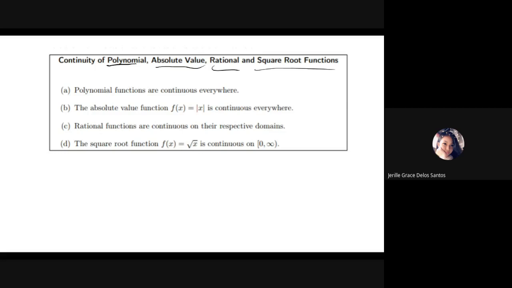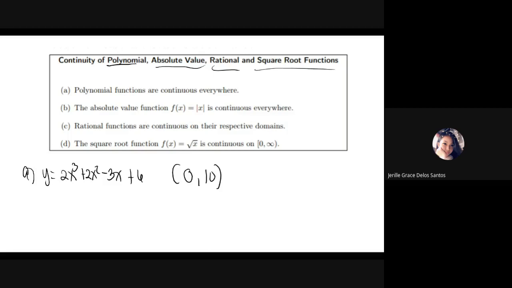When you have a polynomial function and you are asked to state whether, for example, y is equal to 2x cubed plus 2x squared minus 3x plus 6 is continuous on the open interval (0, 10), the answer is yes. It is continuous on the interval (0, 10) because it is a polynomial function, and we know that a polynomial function is continuous everywhere. That's how you are going to construct your answer.